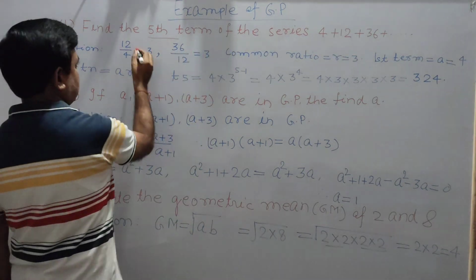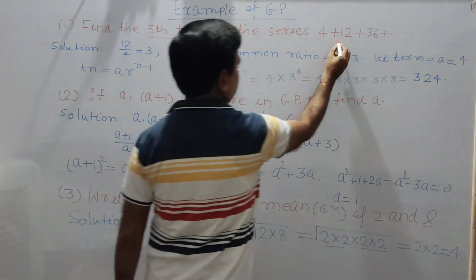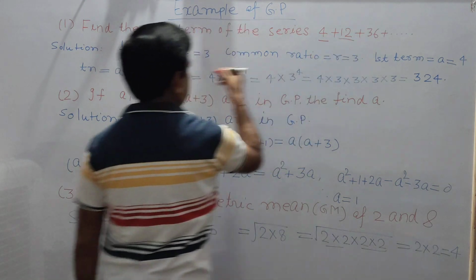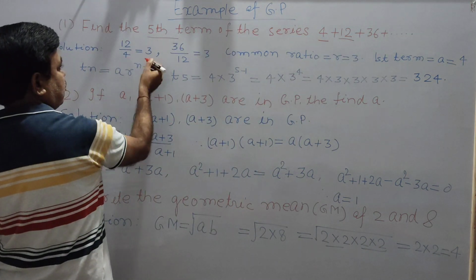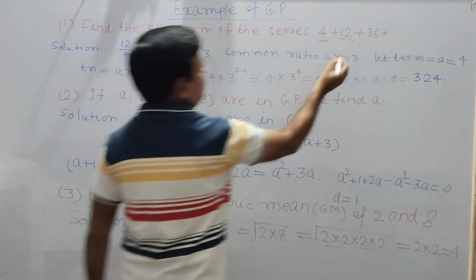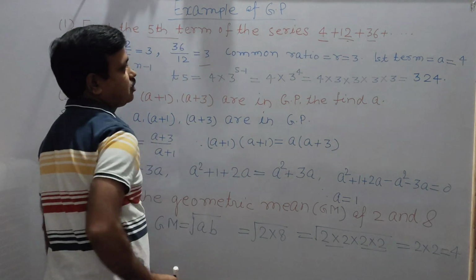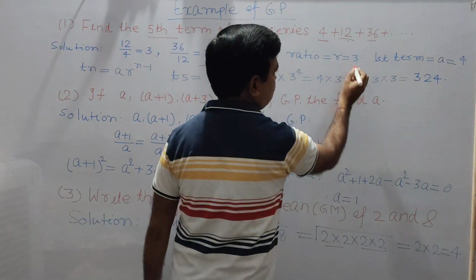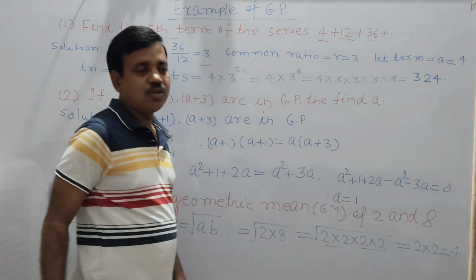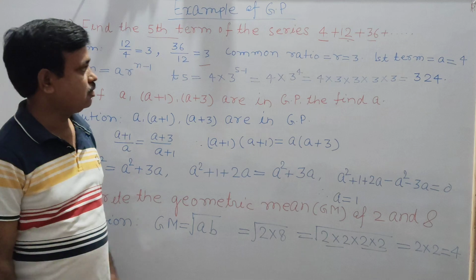Second term divided by first term: your second term is 12, first term is 4. 12 divided by 4 equals 3. Third term divided by second term, 36 divided by 12 equals 3. The common ratio r equals 3. This means this series is in GP.